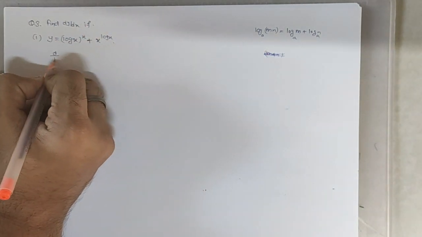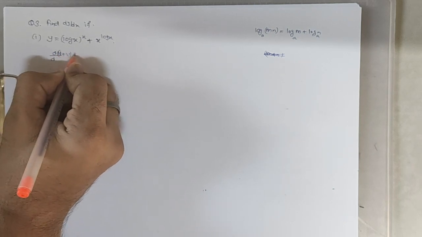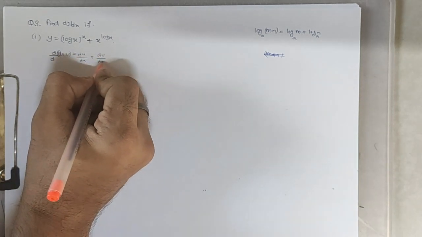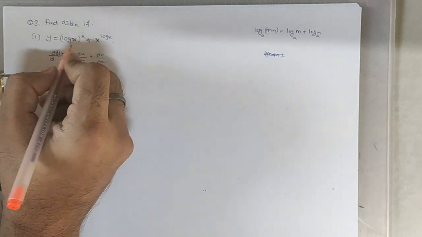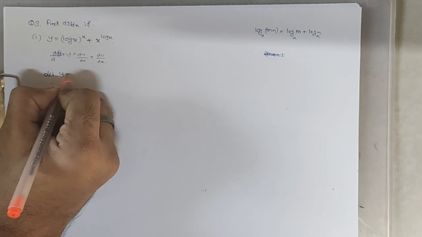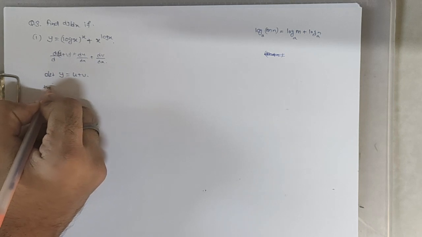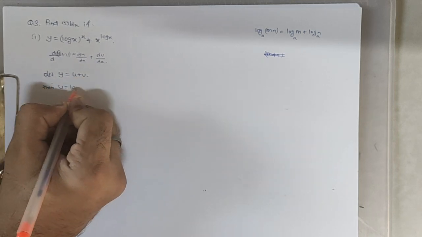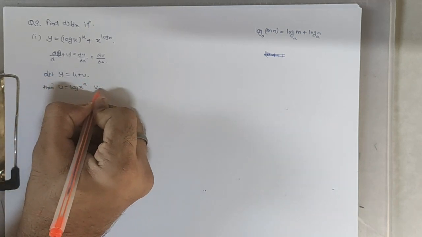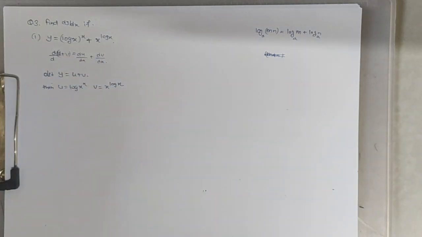differentiation of u plus v is equal to differentiation of u with respect to x plus differentiation of v with respect to x. Correct? So we will assume y as u plus v. Let y is equal to u plus v. Then u is equal to (log x)^x and v is equal to x^(log x). Hope everyone got it.